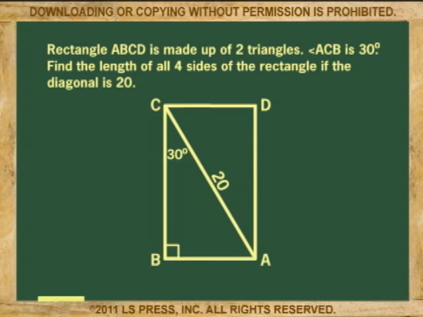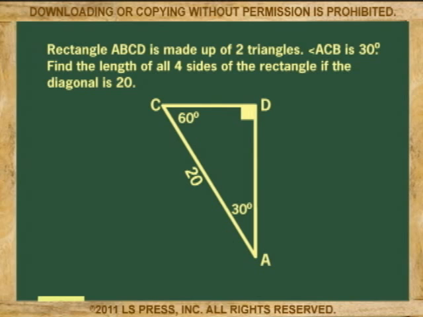One last example. Rectangle ABCD is made up of two triangles. Angle ACB is 30 degrees. Find the length of all four sides of the rectangle if the diagonal is 20. Because it is a rectangle, all four corner angles are 90 degrees. So if this angle is 30, this angle ACD is the complement, or 60 degrees. That means that what we have are two congruent 30-60-90 triangles.